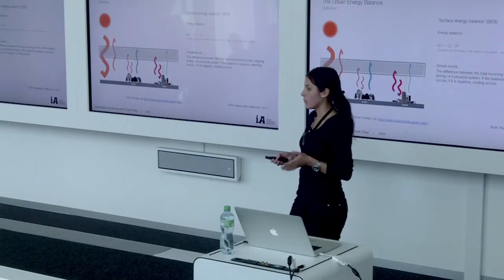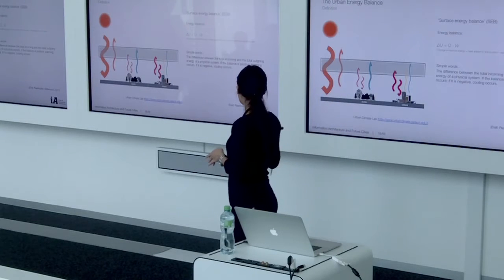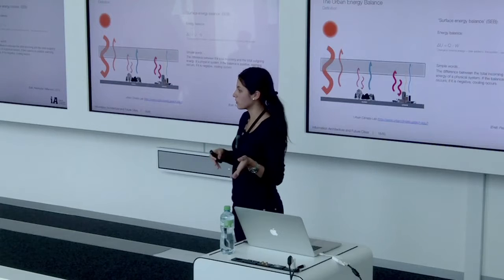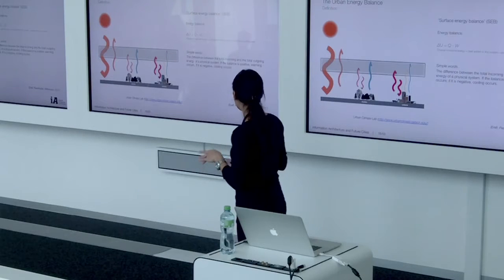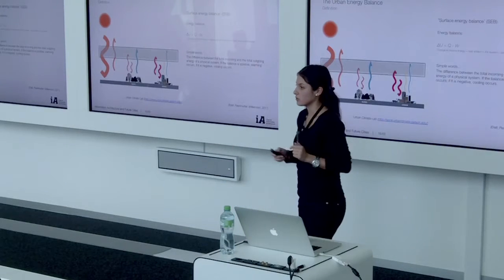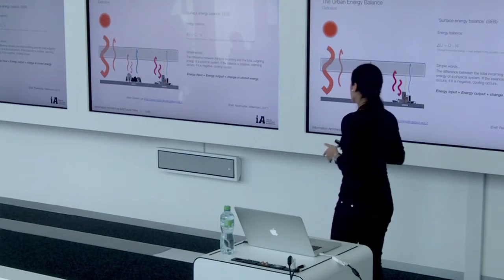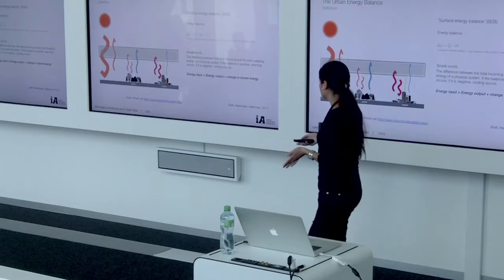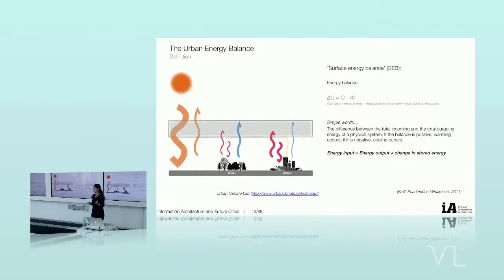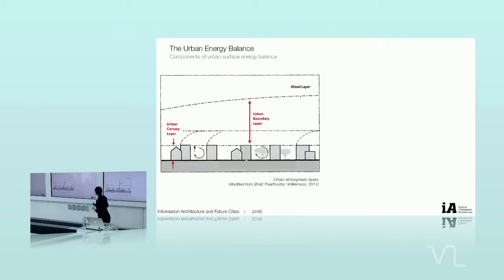So if the balance is negative, cooling occurs. If the balance is positive, warming occurs. So I hope it was easier. The energy input is equal to the energy output plus the change in storage energy. So it's just a system that changes the energy accordingly: if it's positive, it goes warmer, if it's negative, it goes cooler. So I hope it's simple.